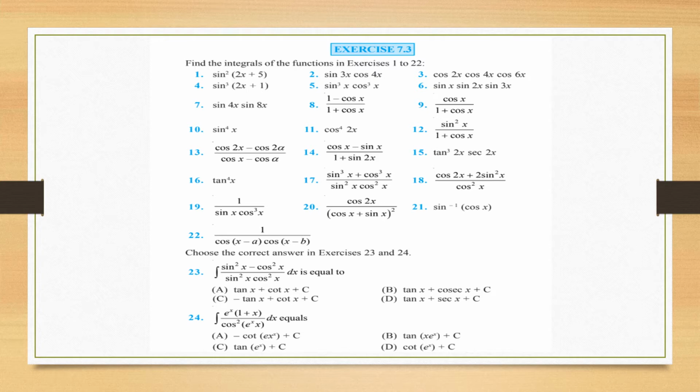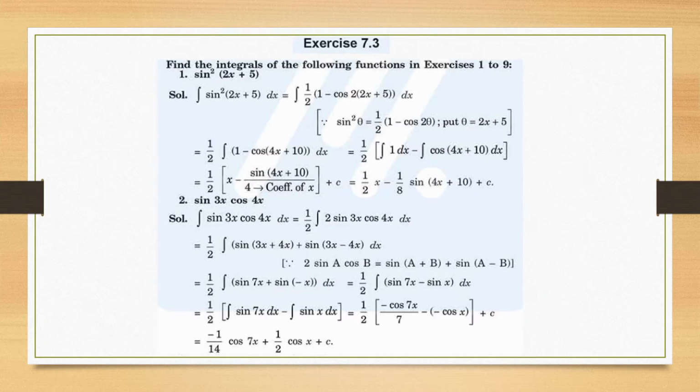Okay, so let us start with exercise 7.3. Your first question is sine square of 2x plus 5. Now, whenever there is sine square, whether it is sine square x, sine square 3x, or sine square 2x plus 5, you always have to use the formula where sine square theta is (1 minus cos 2 theta) by 2. Now see, my angle here is 2x plus 5, theta is 2x plus 5. So how will my formula change? It will be half of 1 minus cos of 2 theta, dx. So it becomes 4x plus 10.